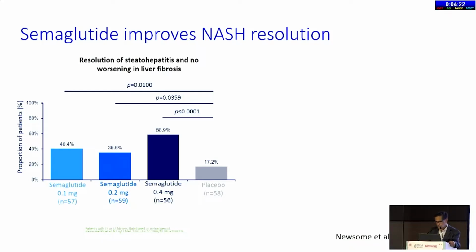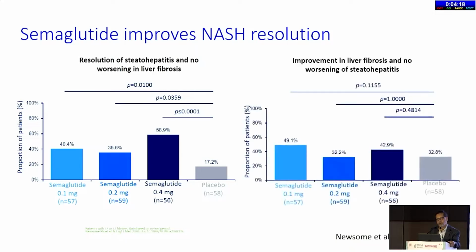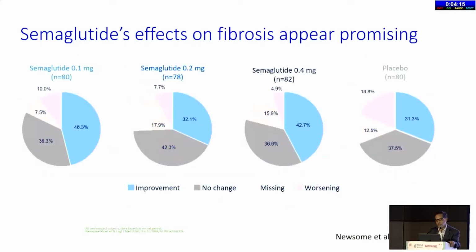You've seen this data with semaglutide. You get 59% resolution of NASH, but the effect with fibrosis is more modest. But if you look at the proportion of people who have progression of fibrosis, if you look at the placebo shown on the far right of your screen, you will see that it's about 18%. Then if you look dose-wise, what we found is that there's a progressive dose-dependent decrease in the proportion of people who had progressive fibrosis.